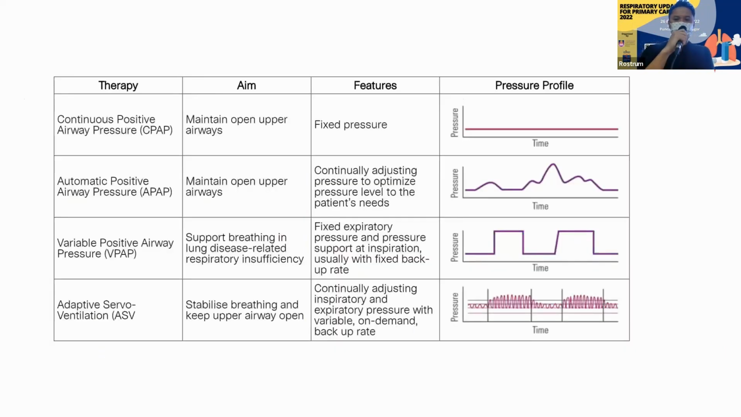So just to go through some types of positive airway pressure therapy available, there are continuous positive airway pressure, automatic, variable, and adaptive servo ventilation. Adaptive servo ventilation continuously adjusts inspiratory and expiratory pressures with a variable on-demand backup rate. Multiple small randomized controlled trials have shown that adaptive servo ventilation improves heart failure hemodynamics and parameters.